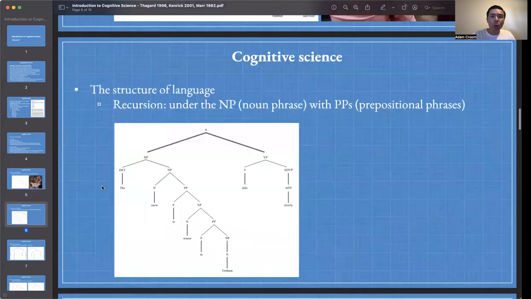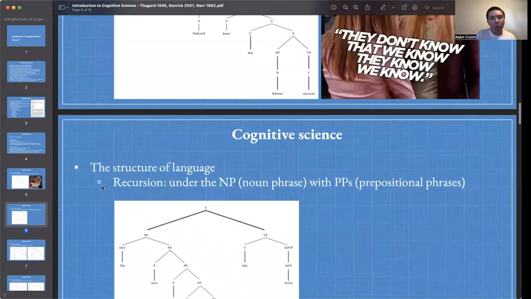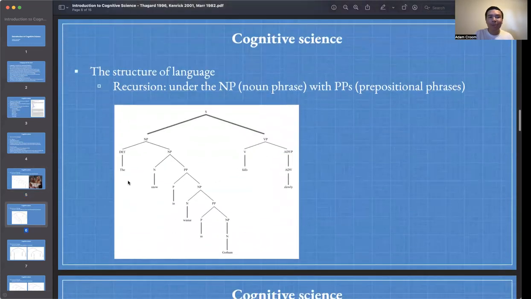And this has to do with recursion under the NP, or under the noun phrase, with prepositional phrases. This is fun for me to show you, just to point out that recursion doesn't necessarily require embeddings or recursion under the VP only. We can also create increasingly complex structure under the NP. And that's sort of the fun of this example here.